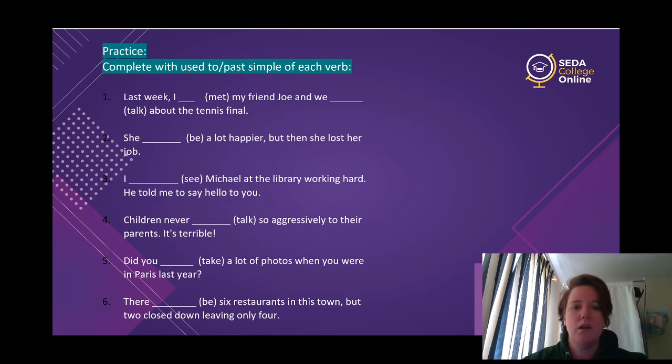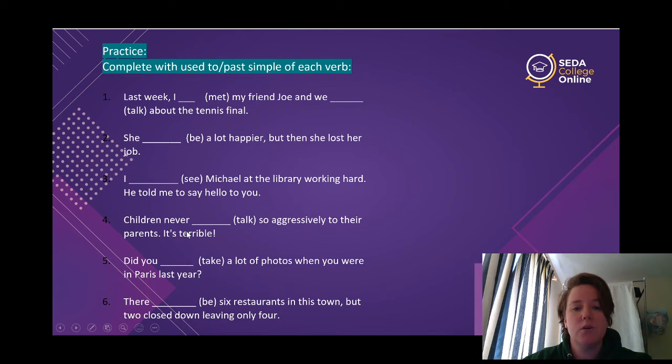Let's look. Number 1: Last week I met my friend Joe and we talk about the tennis final. What do I use here? Number 2: She be a lot happier, but then she lost her job. Number 3: I see Michael at the library working hard. He told me to say hello to you.